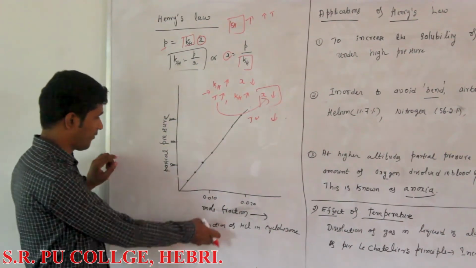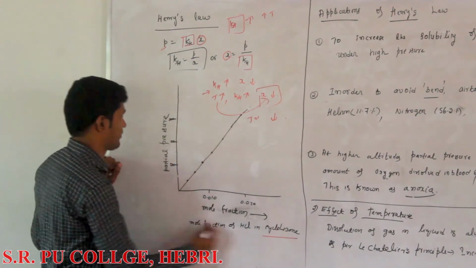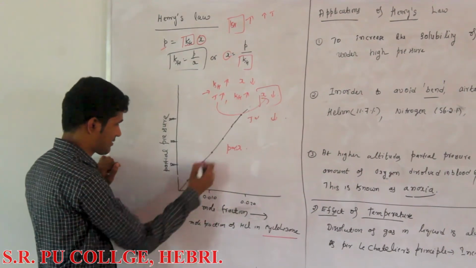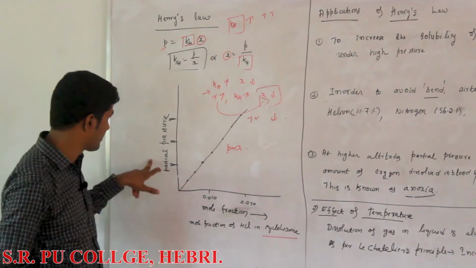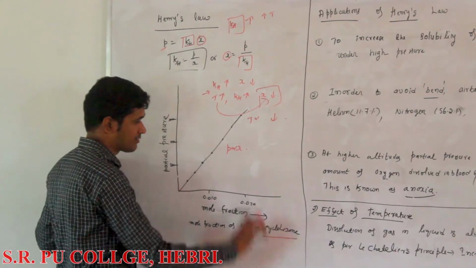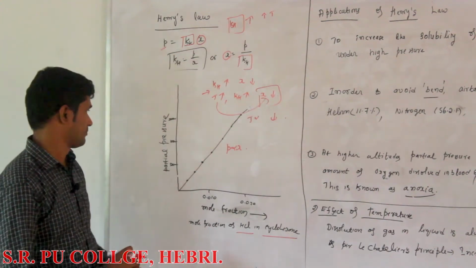Next, you can draw a graph of mole fraction of HCl gas in cyclohexane. Since P is directly proportional to X, you will get a linear graph. You will get a straight line here. This is the graph: partial pressure in terms of torr versus mole fraction of HCl in cyclohexane solvent. So this is about Henry's law.